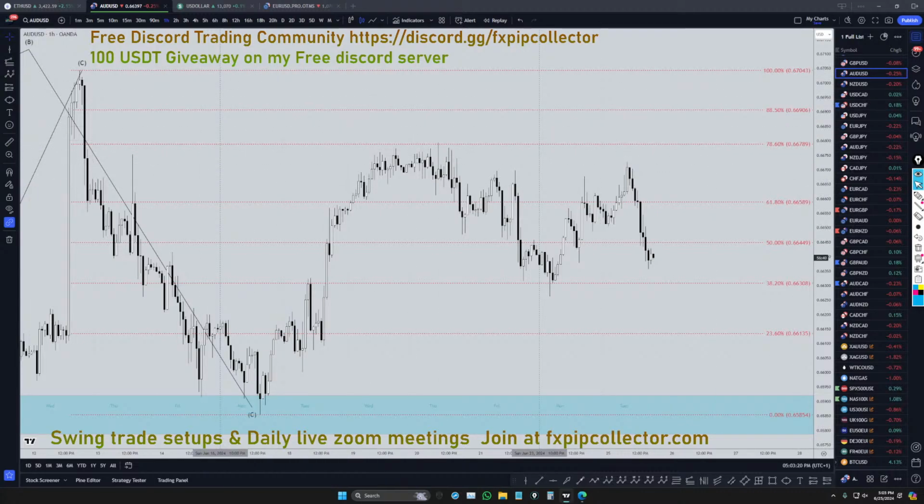So the Aussie dollar, I would definitely still be looking for shorts, at least for now. I think there's a good chance it will go up though at some point. Pound dollar, we already did the pound dollar.